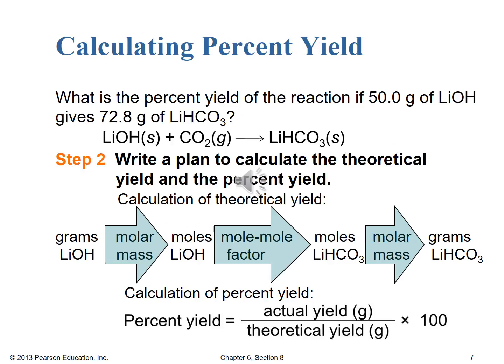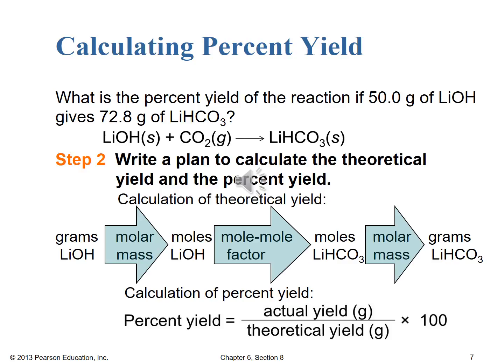All right, moving on to step 2, we'll write our plan to calculate the theoretical yield and the percent yield. So first, to calculate the theoretical yield, we'll do what we're so good at now after the previous lecture. We'll take our grams of reactant, lithium hydroxide in this case. We'll use its molar mass to find the moles of lithium hydroxide. We'll use the balanced chemical equation, the coefficients therefrom, to get the mole-to-mole factor. That will convert us into now moles of lithium hydrogen carbonate product. And finally, using the molar mass of the lithium hydrogen carbonate, we'll be able to determine the grams of lithium hydrogen carbonate product that we should have been able to produce if every single formula unit of lithium hydroxide was converted into lithium hydrogen carbonate.